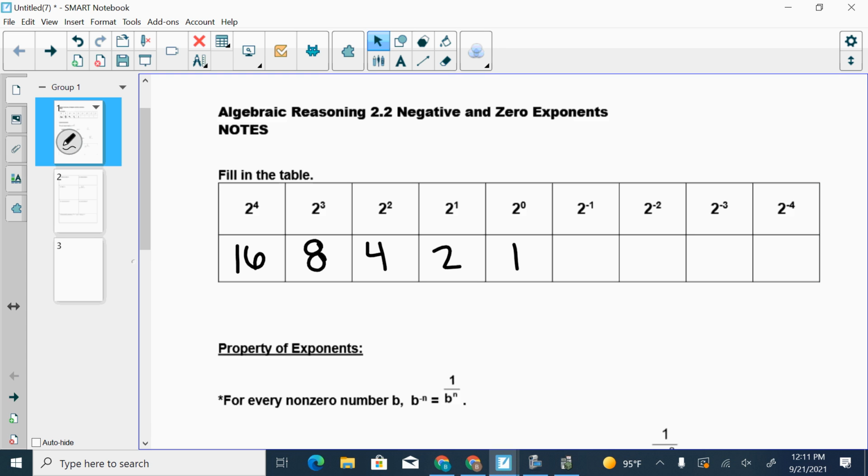All right, what do we get if we type in 2 to the negative 1 power? 0.5, or as a fraction, that would be 1/2. All right, what about 2 to the negative 2? 1/4. Okay, and what about 2 to the negative 3rd power? 1/8. And 2 to the negative 4th power. Very good. So, do you guys notice any kind of pattern going on here?